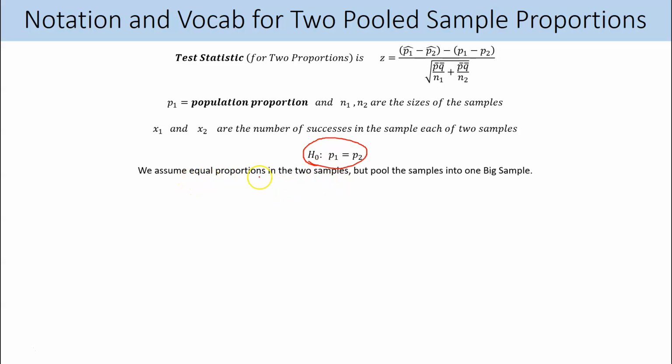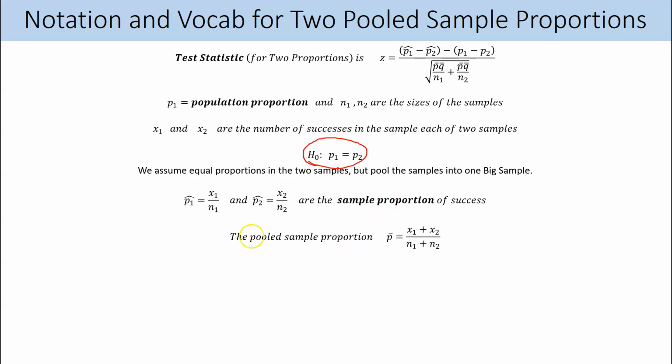We assume equal proportions in the two samples, but pool the samples into the one big sample. Now, we're not doing pooled samples. That's when I said part A we're leaving out. But I've got some stuff in here for when I do it later on. So there's how we would calculate the pooled proportion for later on. But for today, you don't need to worry about that. Q, again, is just the complement of P. So it's 1 minus that.